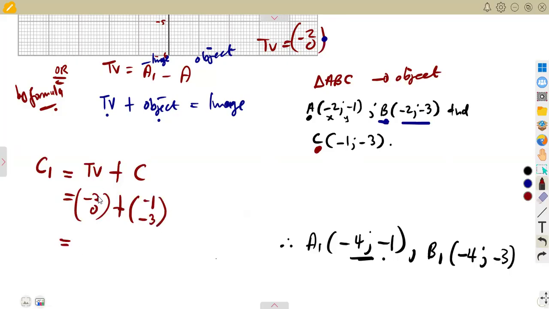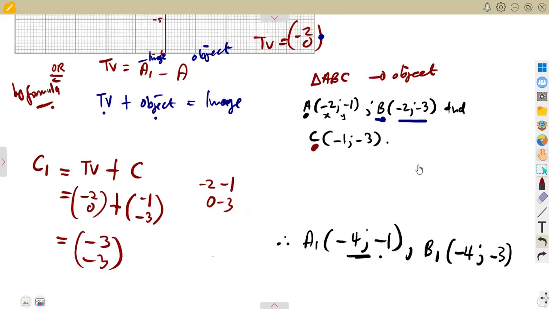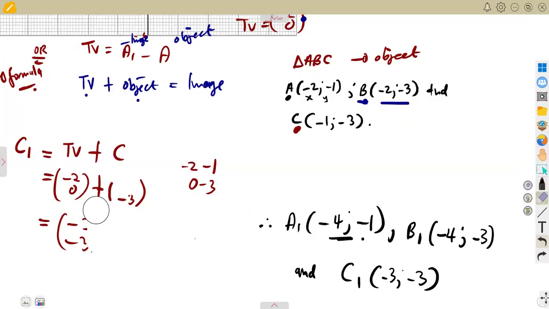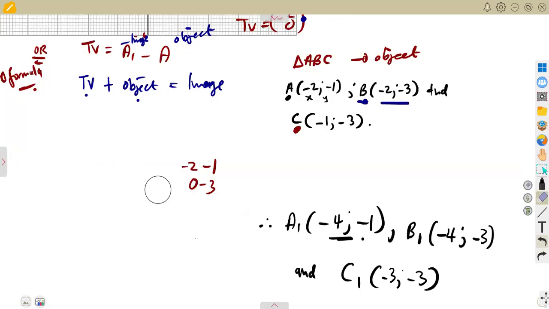So we are going to add: -1 plus -2, that will be -3. That's -2, -1, remember, plus and minus. 0 plus -3, that's 0 -3, and that will be -3. So that's C1 as a vector, but this simply represents the point C1, which is to be drawn. So the point C1 is going to be -3, -3.